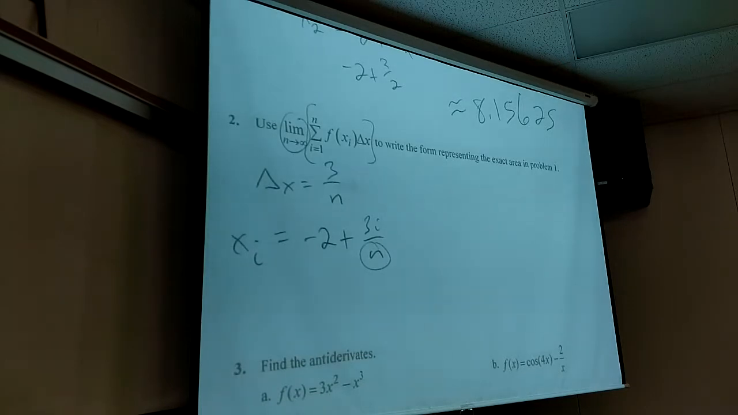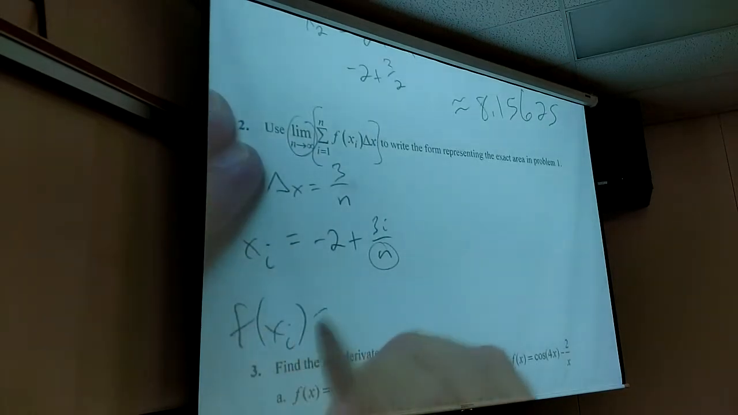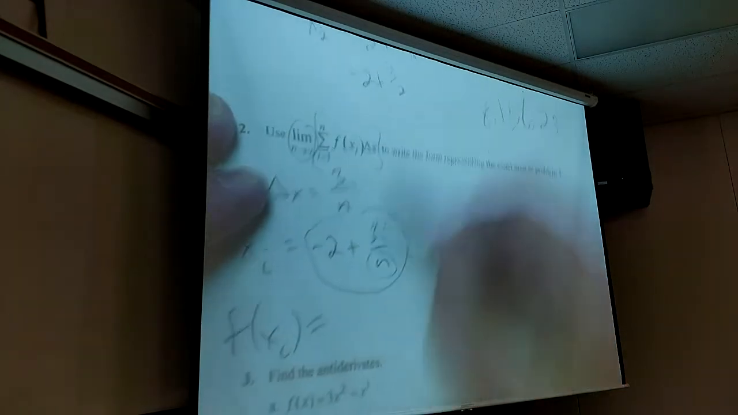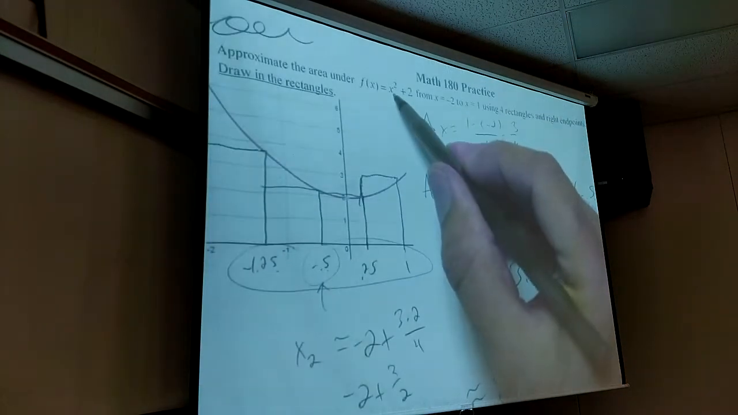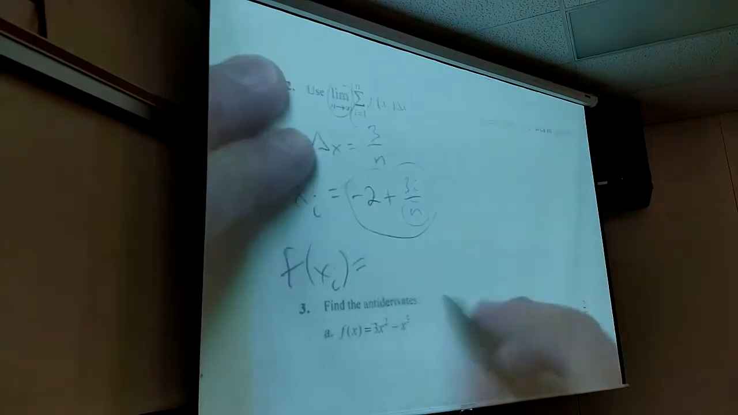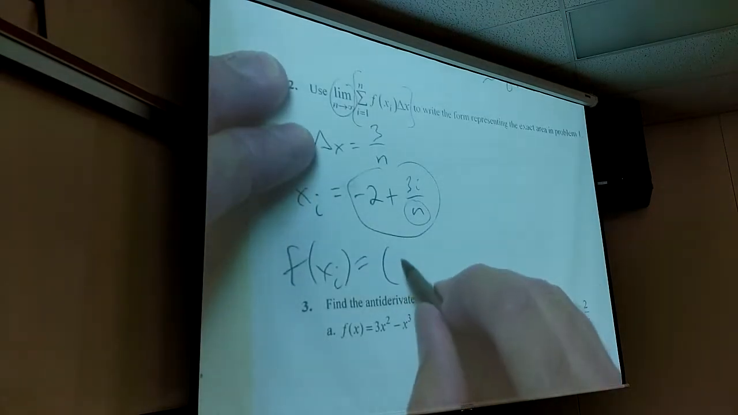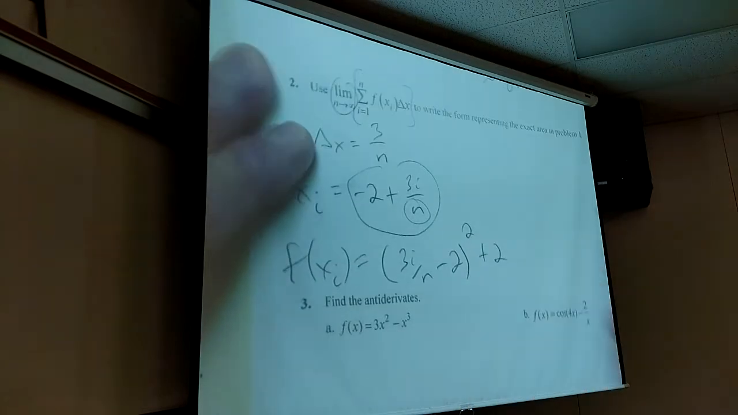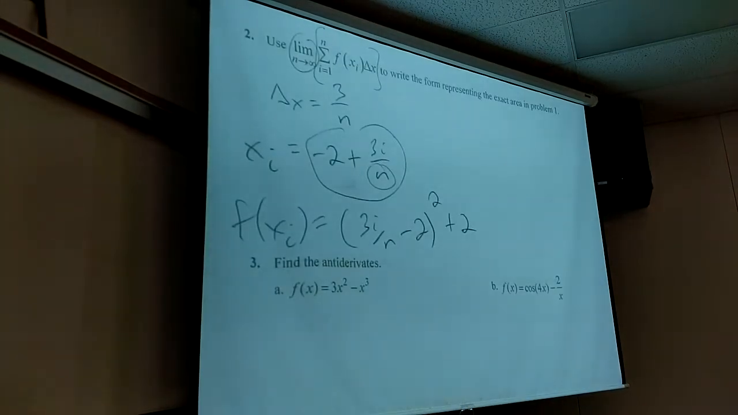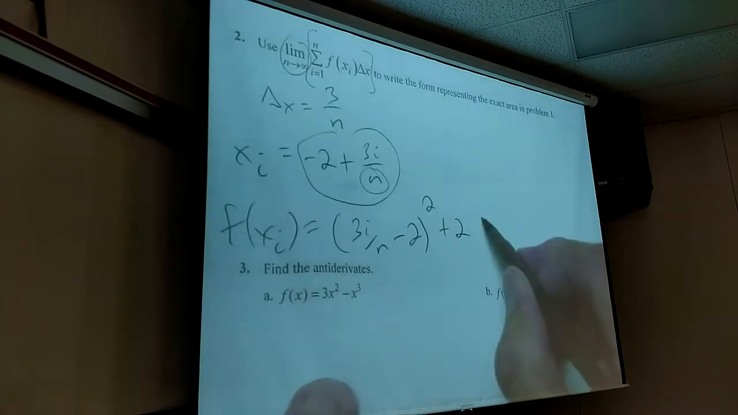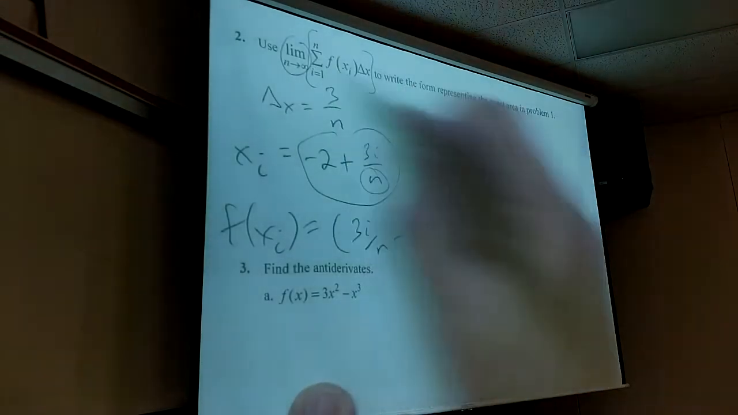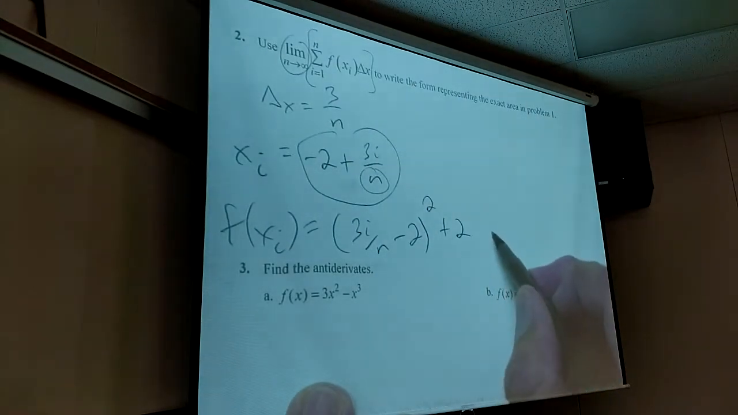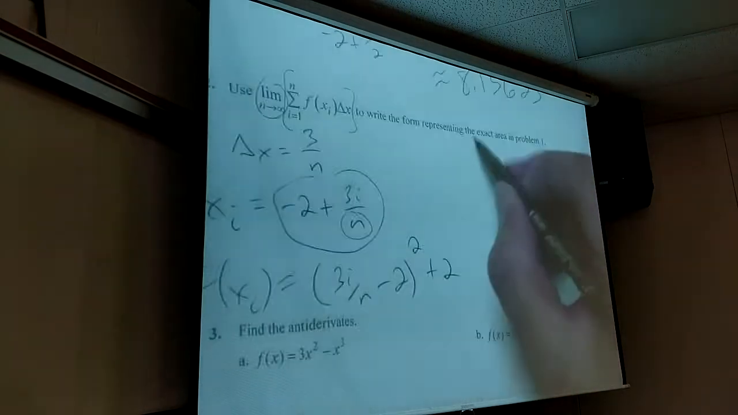Okay, I like it. So what's f of xi? It's just going to be take this and shove it into here. So let's see what I get. Let me write this like this: 3i over n minus 2 squared plus 2. That's what f of xi is. Let's go ahead and kind of work that out a bit. You didn't have to for this problem, but we're going to need it for the next step anyway. Well, let me go ahead and write down what this looks like.